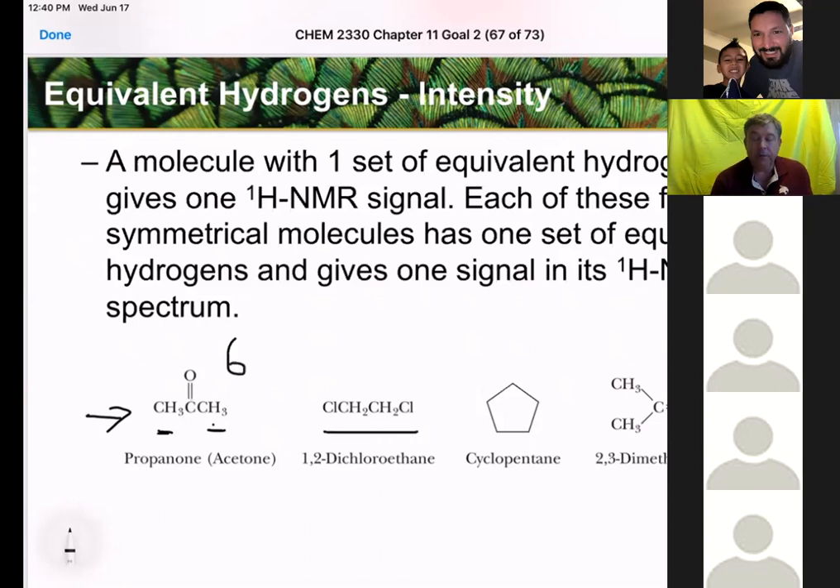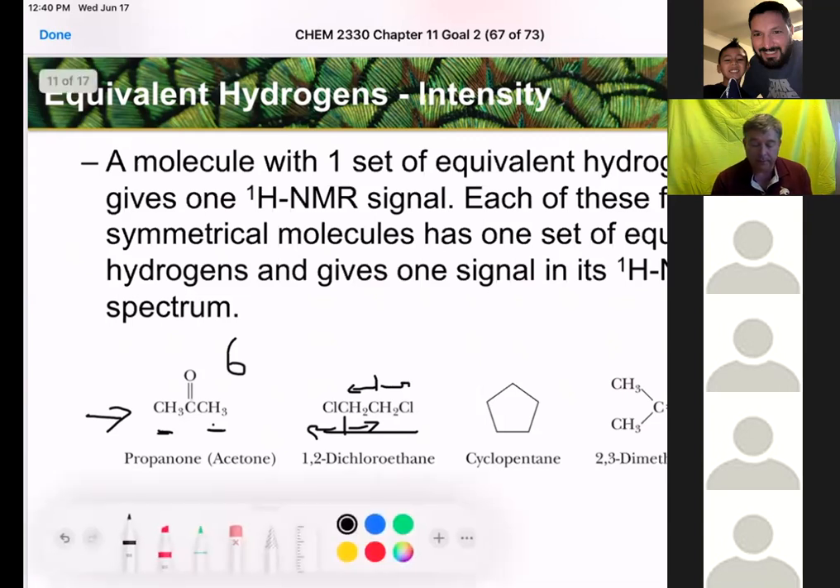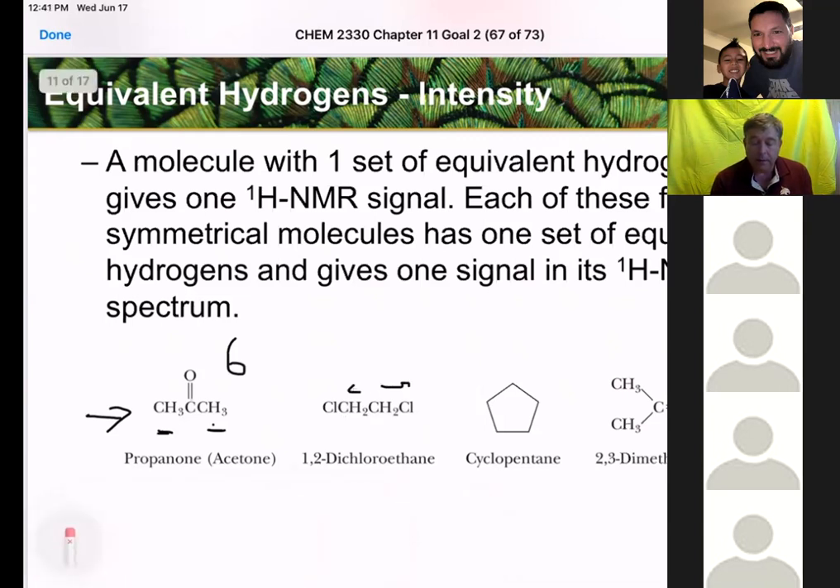So let's look at this one, and do that same analysis. We have a CH2 that's hooked to a CH2 and hooked to a chlorine. We have another CH2 that's hooked to a CH2 and hooked to a chlorine, meaning that those hydrogens are equivalent, right? So all of those are equivalent hydrogens. We have 2 here plus 2 here, meaning our intensity is going to give us 4 hydrogens.